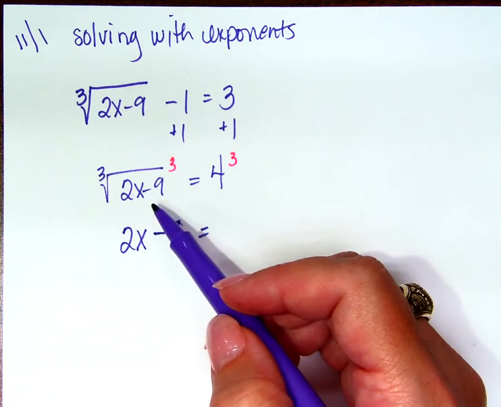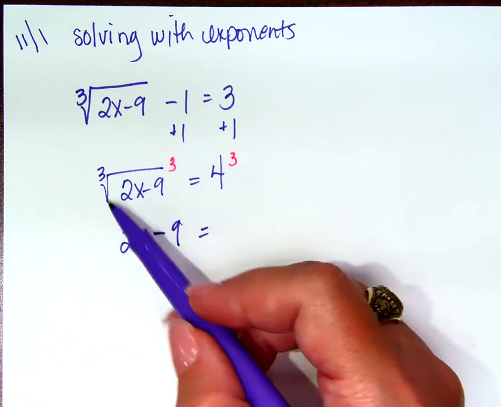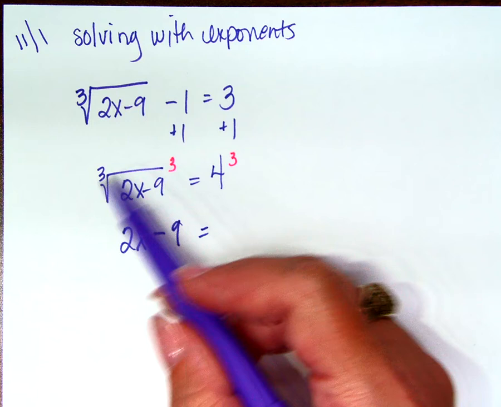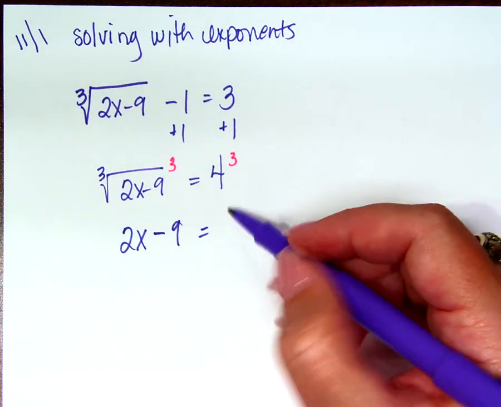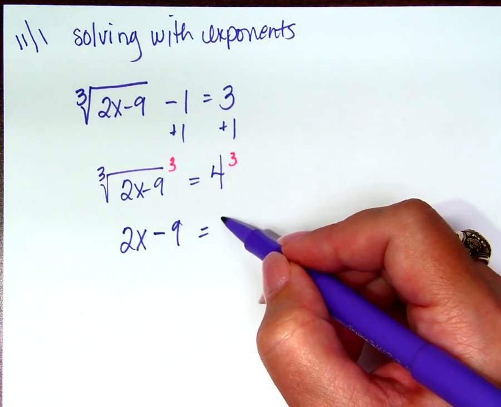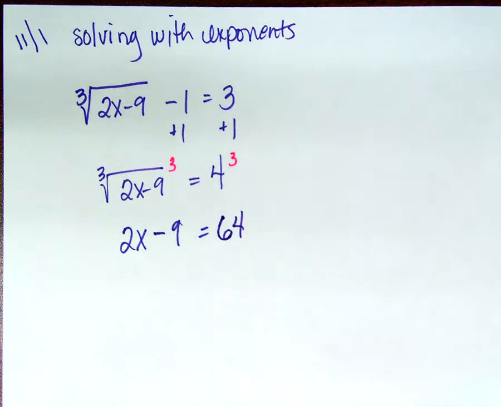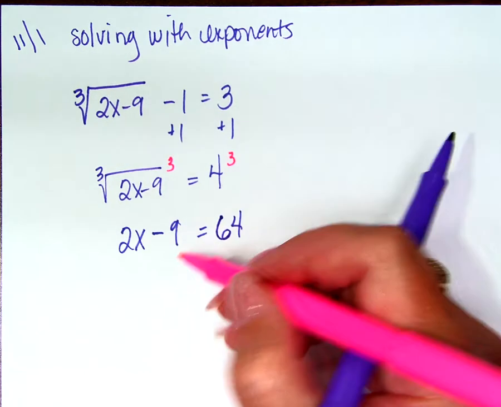Now, when we first saw this, some people were trying to cube the 2 and cube the 9. Except, remember with our whole exponent rules, this is really something to the 1/3 power, and then we're cubing it, so that just takes the exponent away, and what we're left with is whatever was inside of the root. Do you remember that? Okay, so equals what? 64. Okay, now what are we left to do to solve it? Add 9.